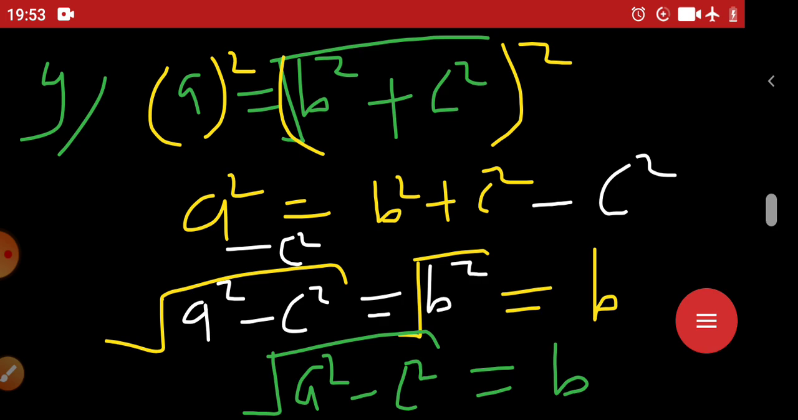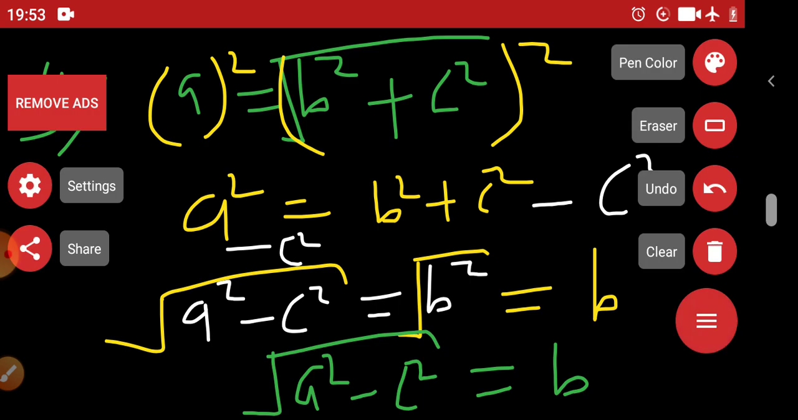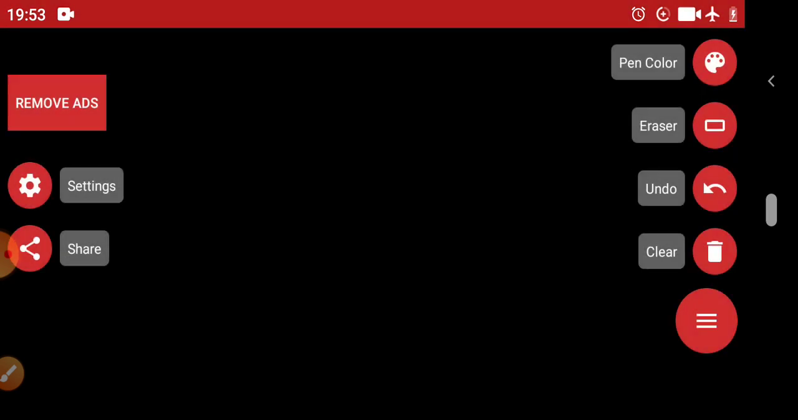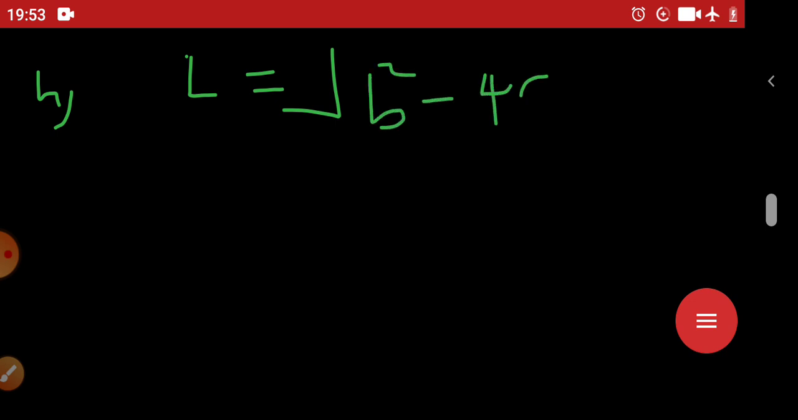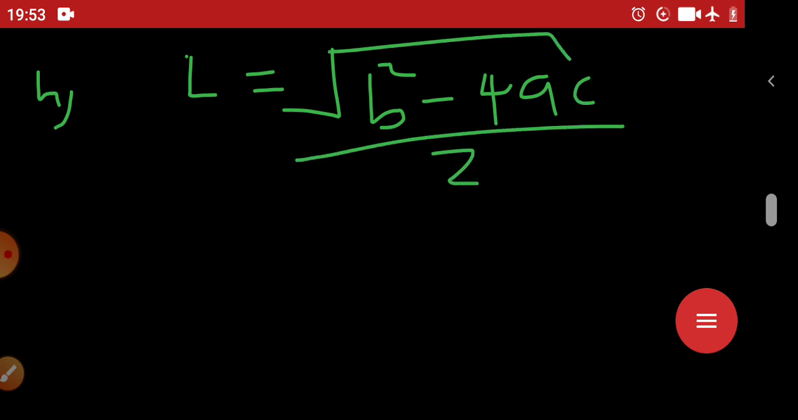Now we do H. H is almost the same, just that now we have a 2a dividing. In H we have L is equal to the square root, and the square root is in the numerator. So the square root of b squared minus 4ac, all divided by 2a.